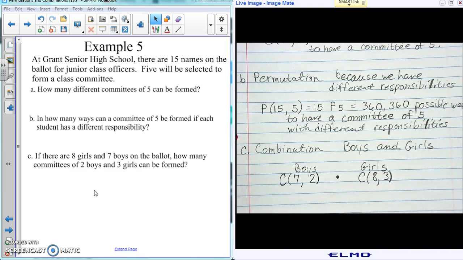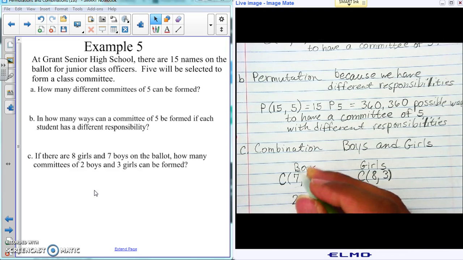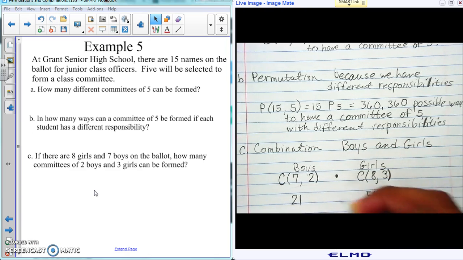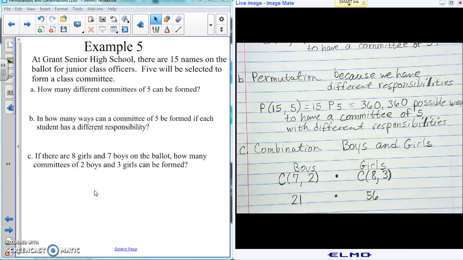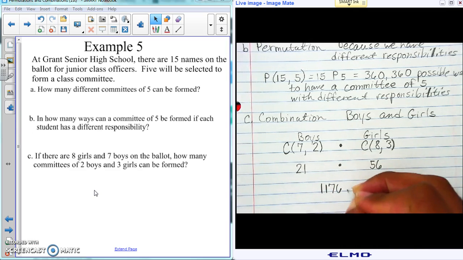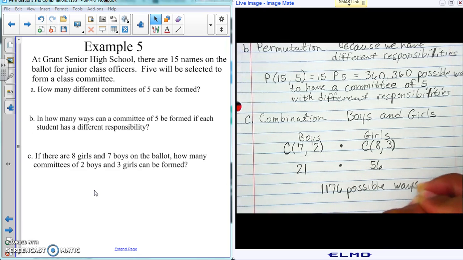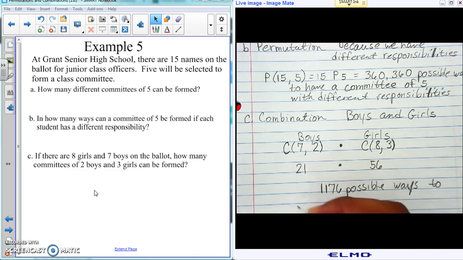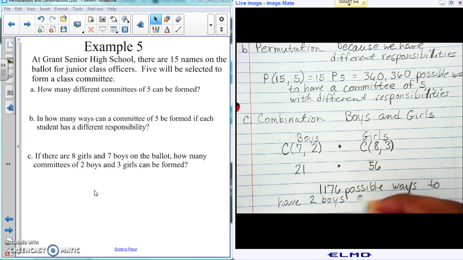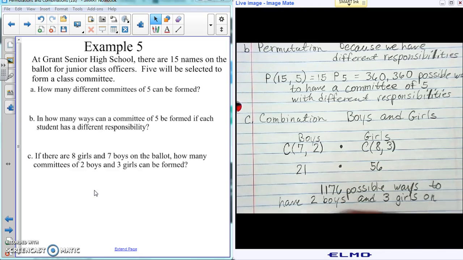All right, so when we put this into the calculator, you get 21. If you want to do that really quickly, you can put that in the calculator. And then for girls, you get 56. And again, you can put that in the calculator really quickly. If you multiply those, we're going to get 1,176 possible ways to have 2 boys and 3 girls on the committee.